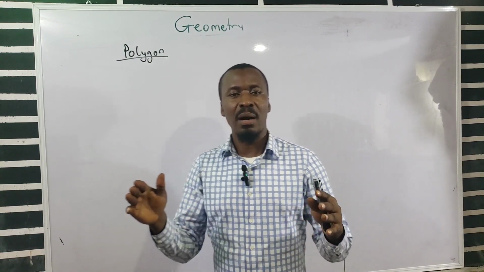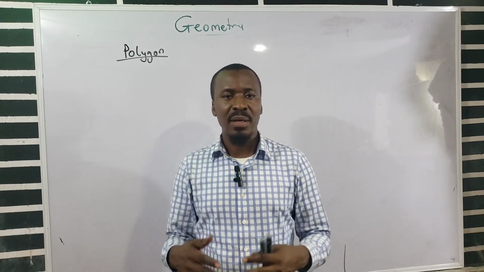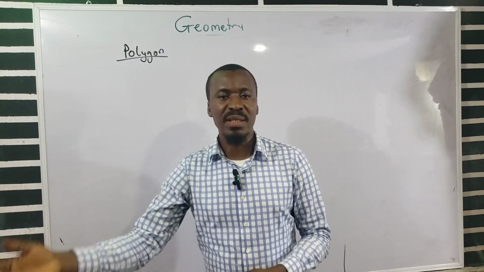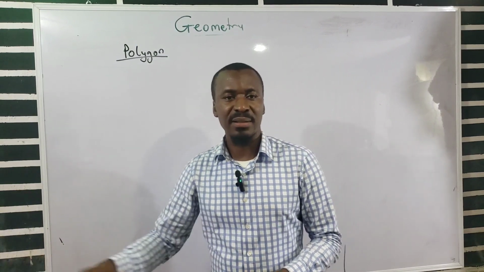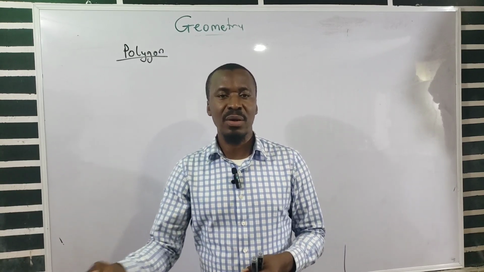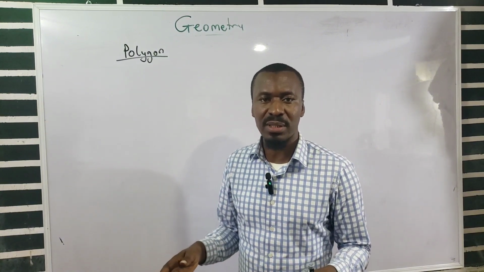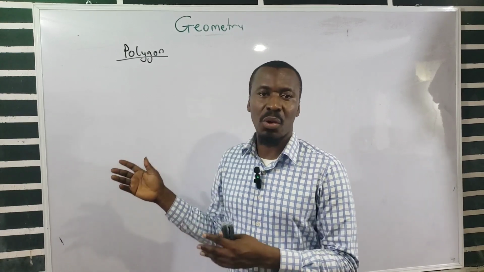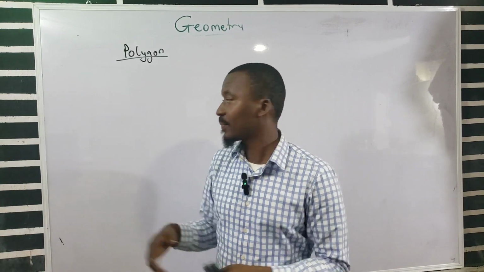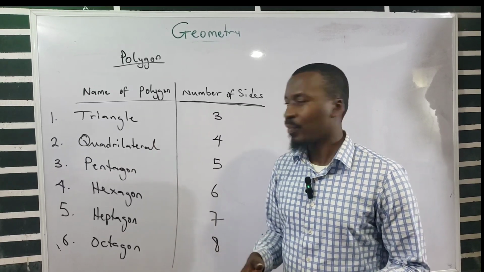Triangle has 3 sides, quadrilateral has 4 sides. We now have other polygons that have 5 sides, 6 sides, 7 sides, 8 sides, etc. Okay, so first of all, we are going to look at some of the names of these other polygons. Remember, that is not the main objective of this class, but for reference sake, let us write them down. These are the names of few polygons that we know.